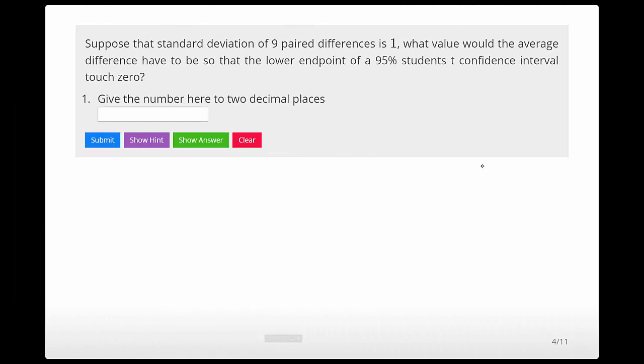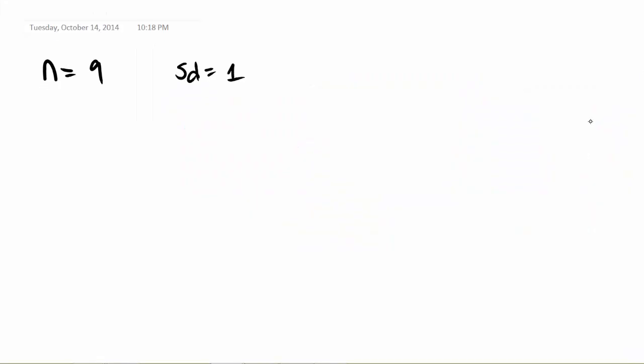Suppose that the standard deviation of 9 paired differences is 1. What would the average difference have to be so that the lower endpoint of a 95% student's t-confidence interval touches 0? So in this case, I just wrote out n is 9, standard deviation is 1, and they're paired differences. So what that means is we had pairs of measurements, like let's say a baseline and a follow-up measurement, and we subtracted them. That's what we do when we have paired differences.